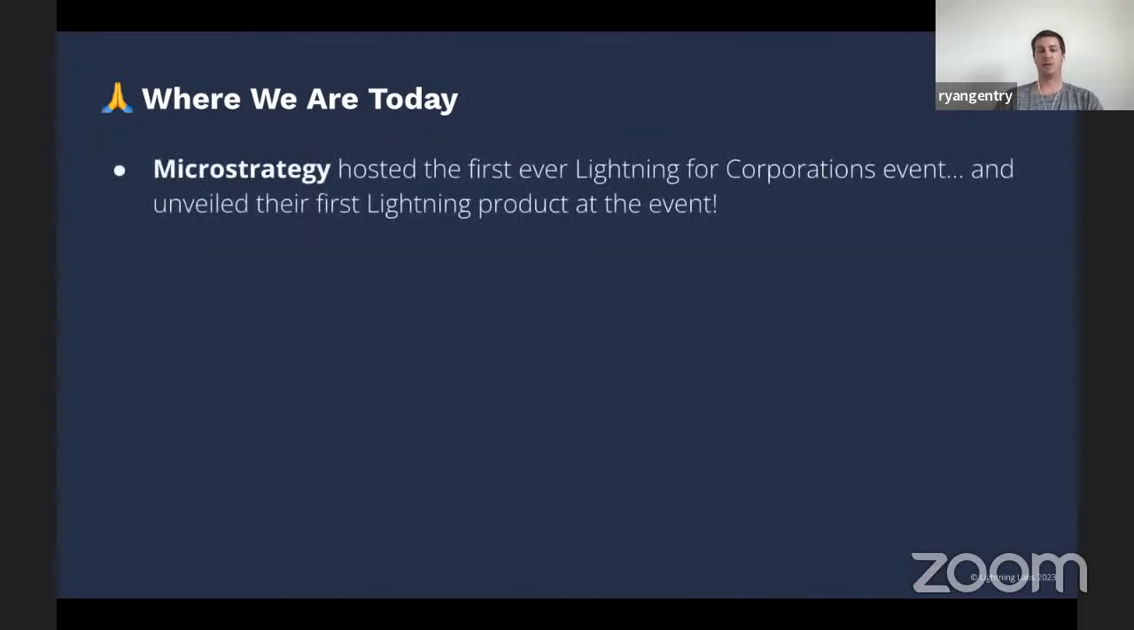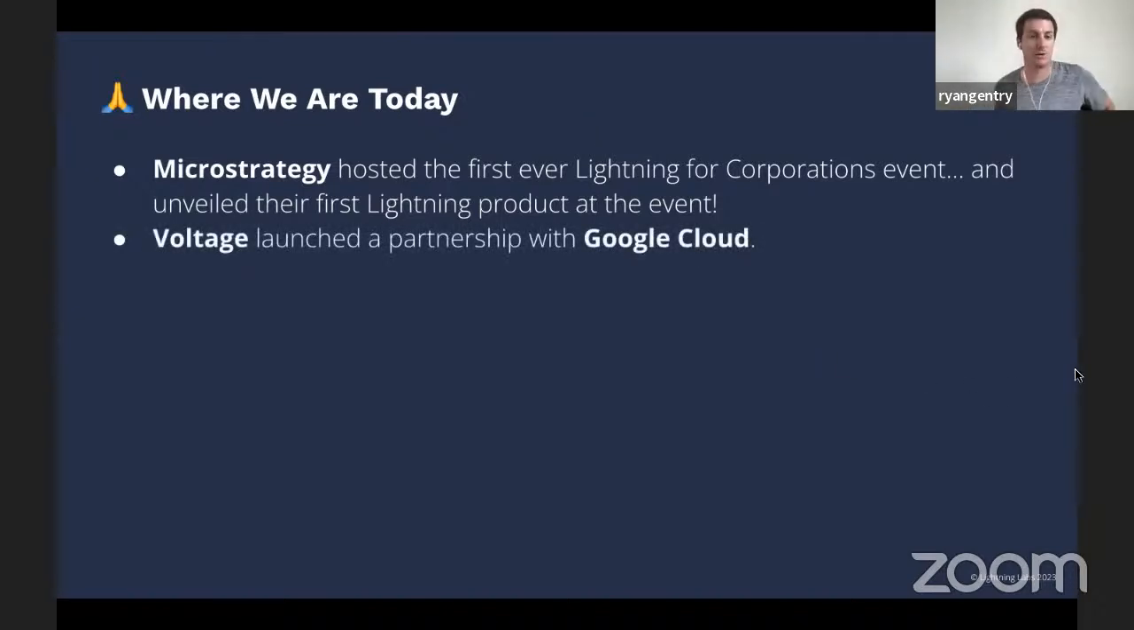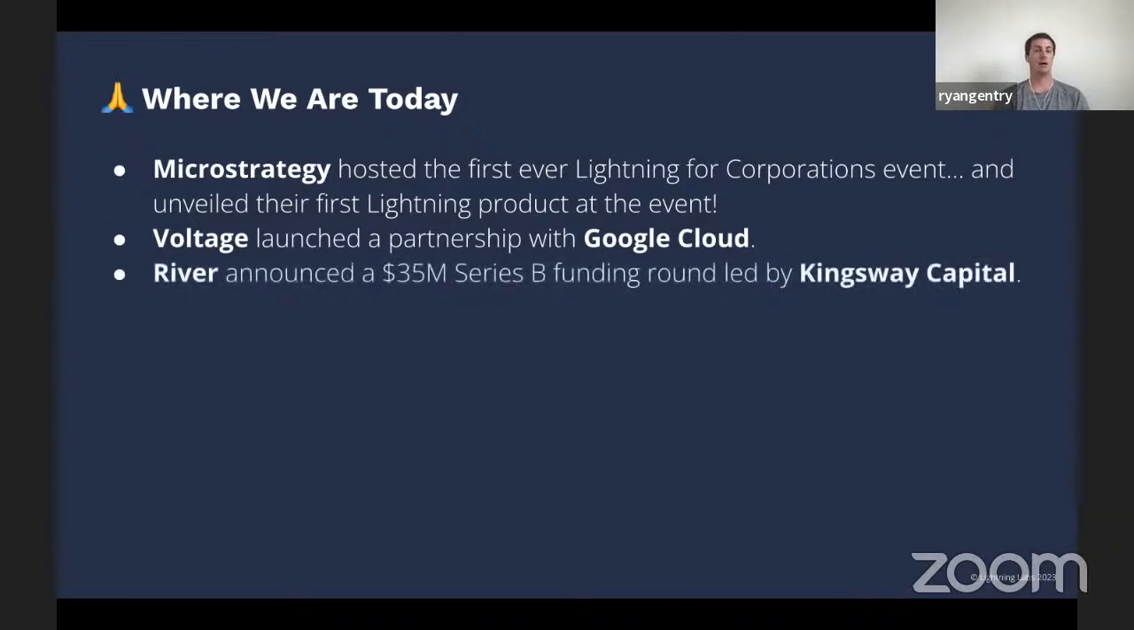And I think just in the last couple of months, there's been such great news, right? MicroStrategy hosted the first ever Lightning for Corporations event and unveiled their first Lightning product at the event, right? That's the first publicly traded company to have something like that, which I think is a really special milestone for the network. Second, Voltage launched a partnership with Google Cloud, right? Google Cloud is enormous, and they don't do these partnerships lightly. So I think that was a very cool and validating moment for the network.